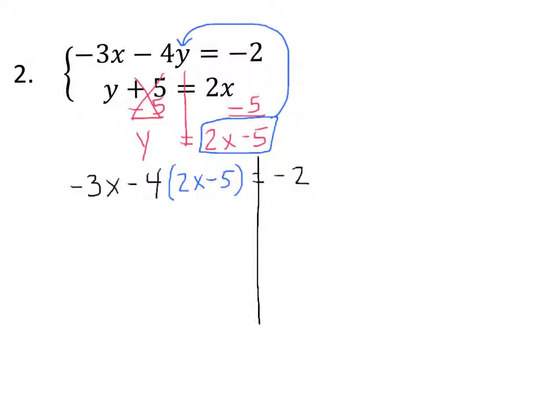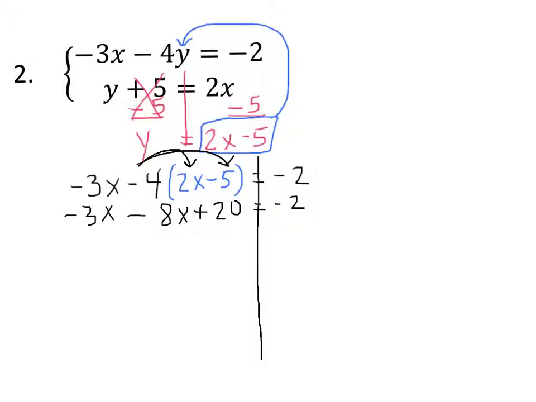Step 3 says we will now solve. To solve this, we are going to first distribute, so we will take a -4 times a positive 2, which gives us a -8, and bring down that x, so we get -8x, and we'll take a -4 times a -5, which will give us a positive or plus 20. Remember, a negative times a negative gives us a positive. Then we'll just bring down this minus 3x and bring down this -2.